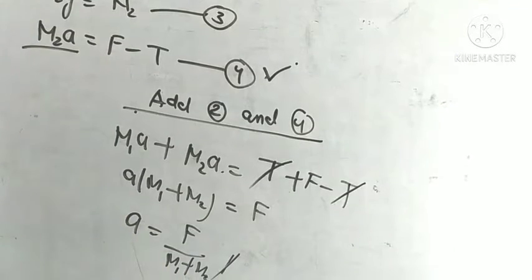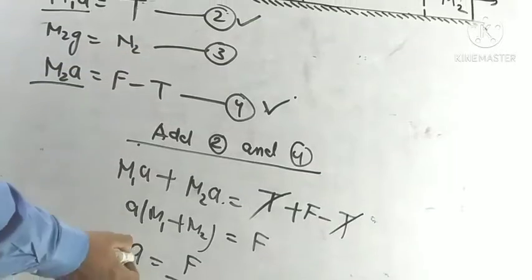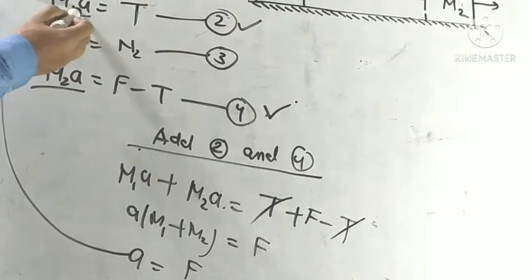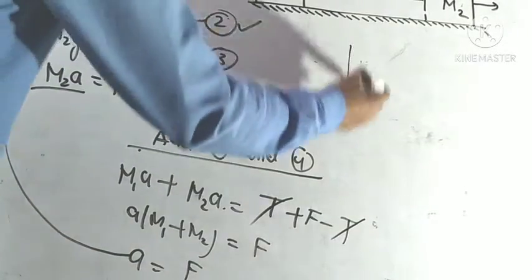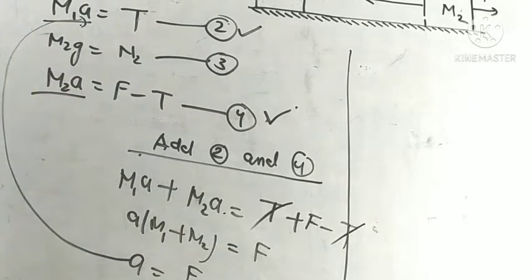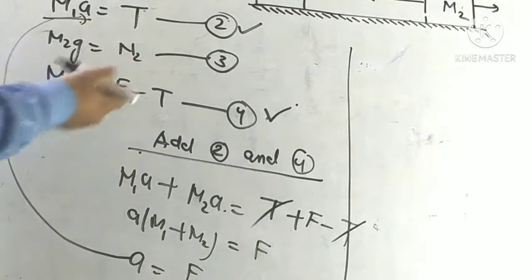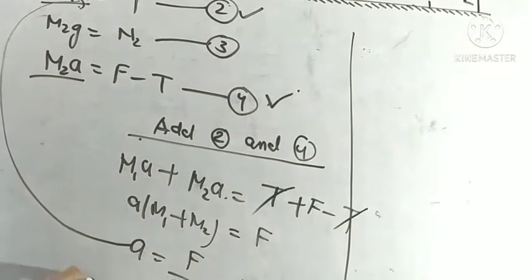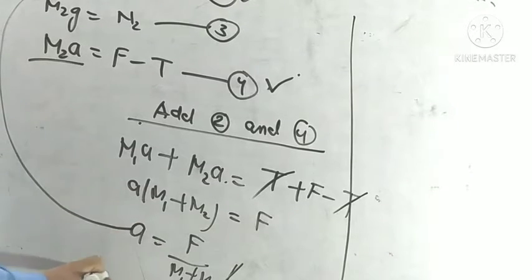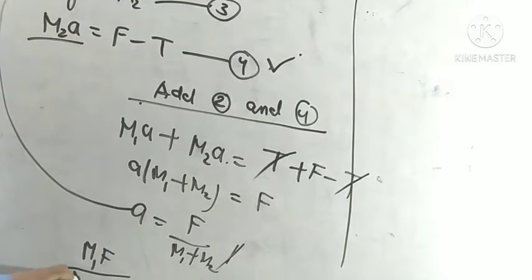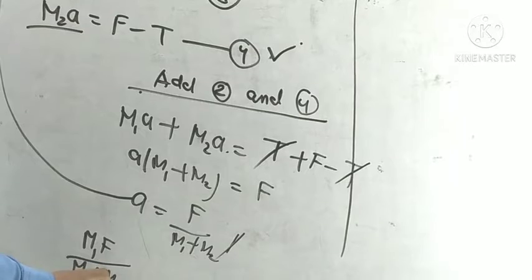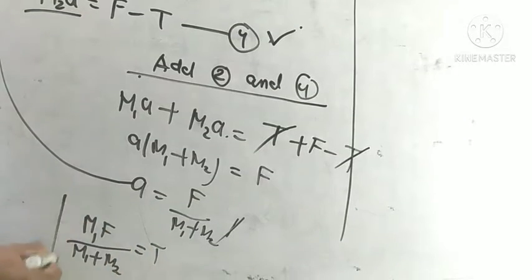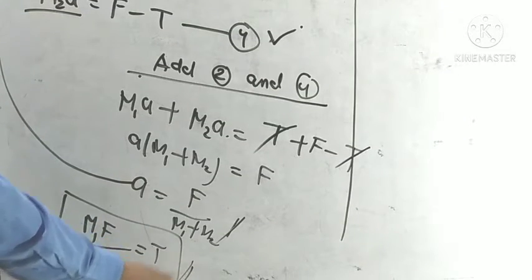Now we have to find the value of T. We put this value in equation number 2. So m1 times the value of a, F upon m1 plus m2, is equal to T. So this is the value of tension T in the string.